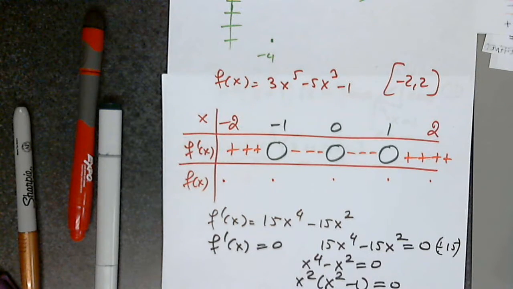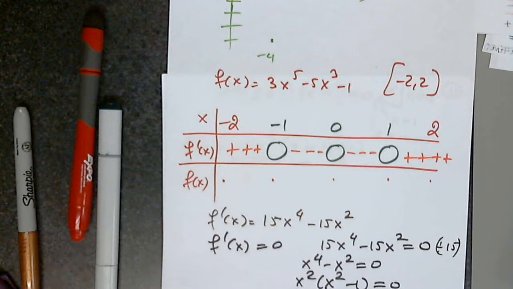So I go back to the graphing calculator. I change y equals into 3x to the 5th, minus 5x cubed, and then minus 1. And I go to second, table, and I want -2, -1, 0, 1, and 2.